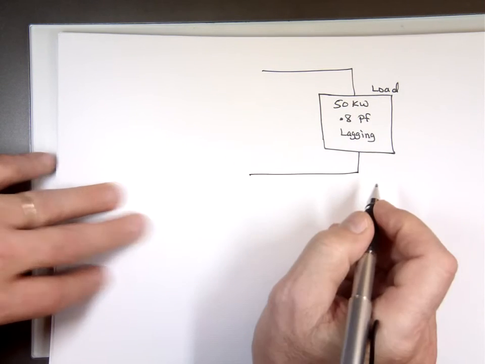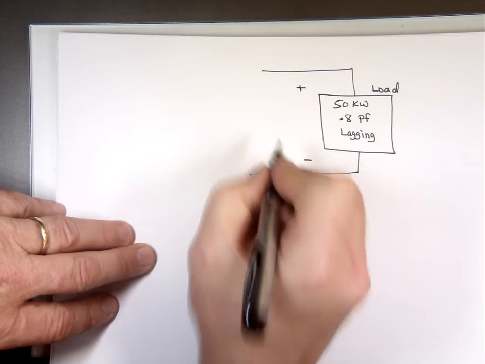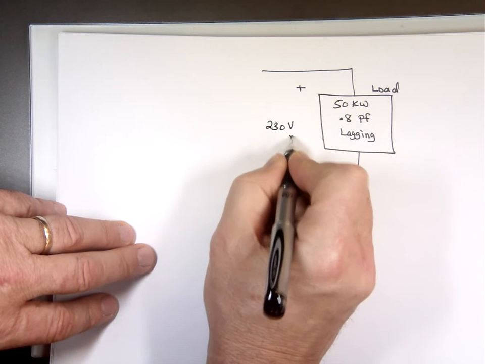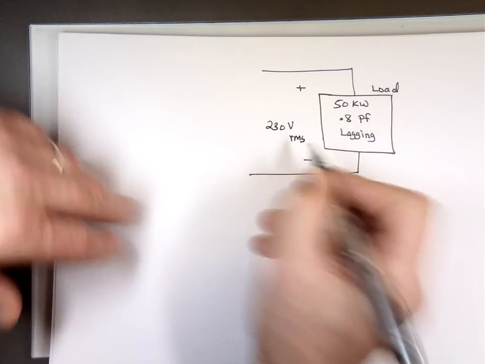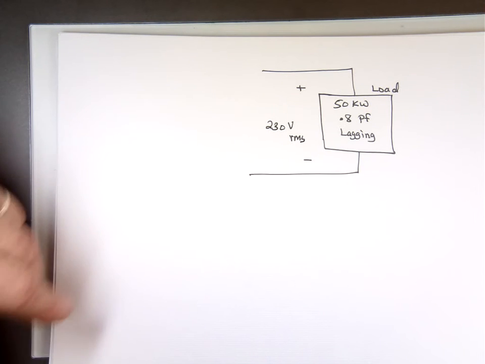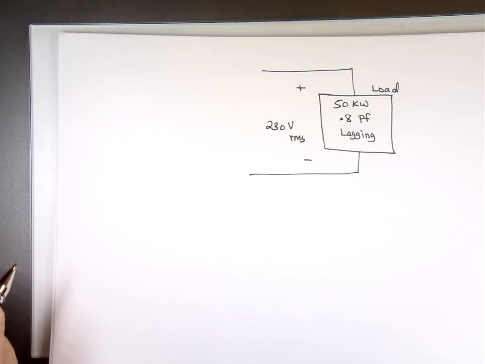Right across that, we have a voltage source here. We'll say 230 volts RMS. And as you know, 0.8 power factor is not bad, but I really like to change it. I like to make it better.